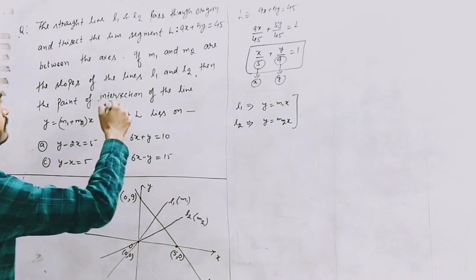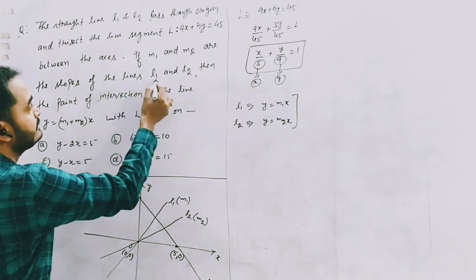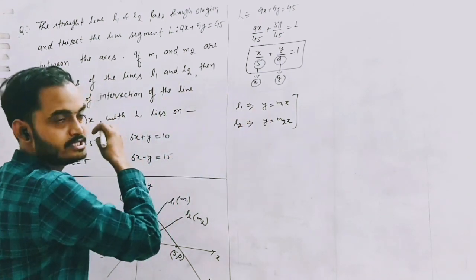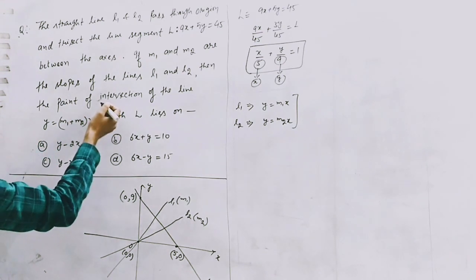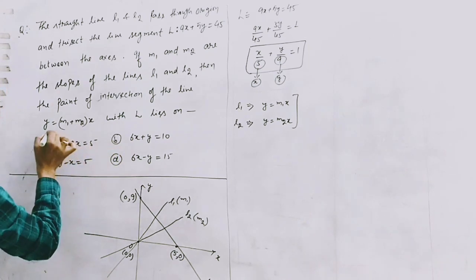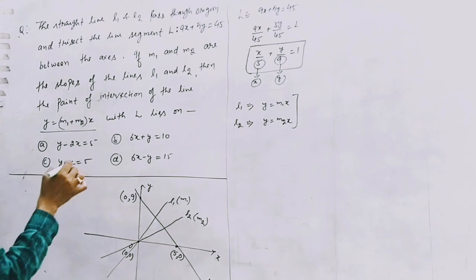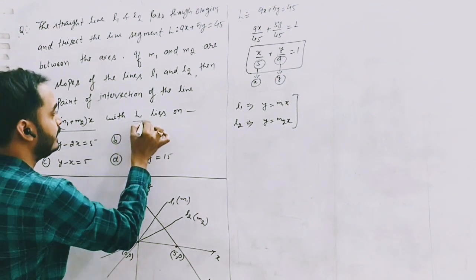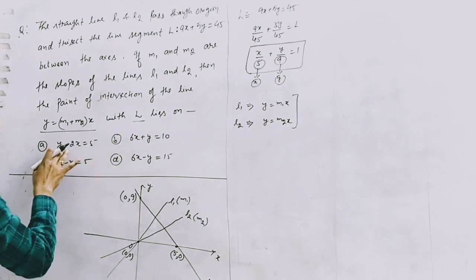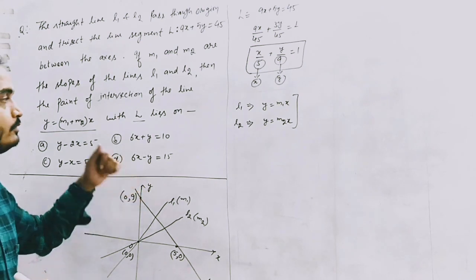Now let's read the question. m1 and m2 are the slopes of the lines L1 and L2, which are already given in the question, and we need the point of intersection of the line y is equal to (m1 plus m2)x with the line L. This we have to find. The intersection point of these 2 lines lies on which of the following lines? Okay, so this we have to find.